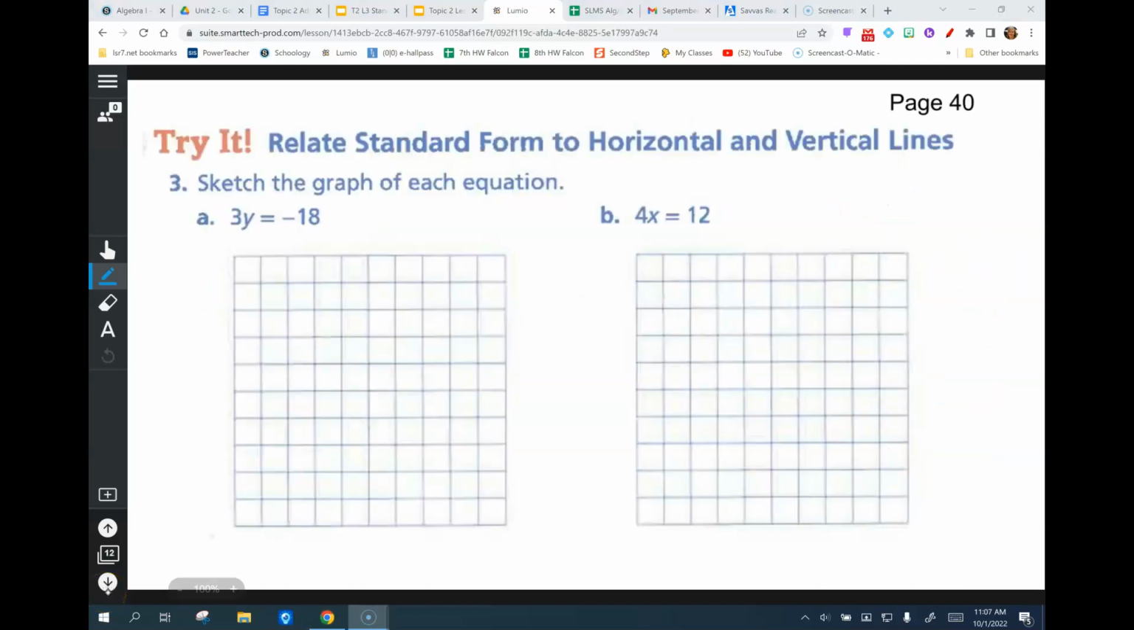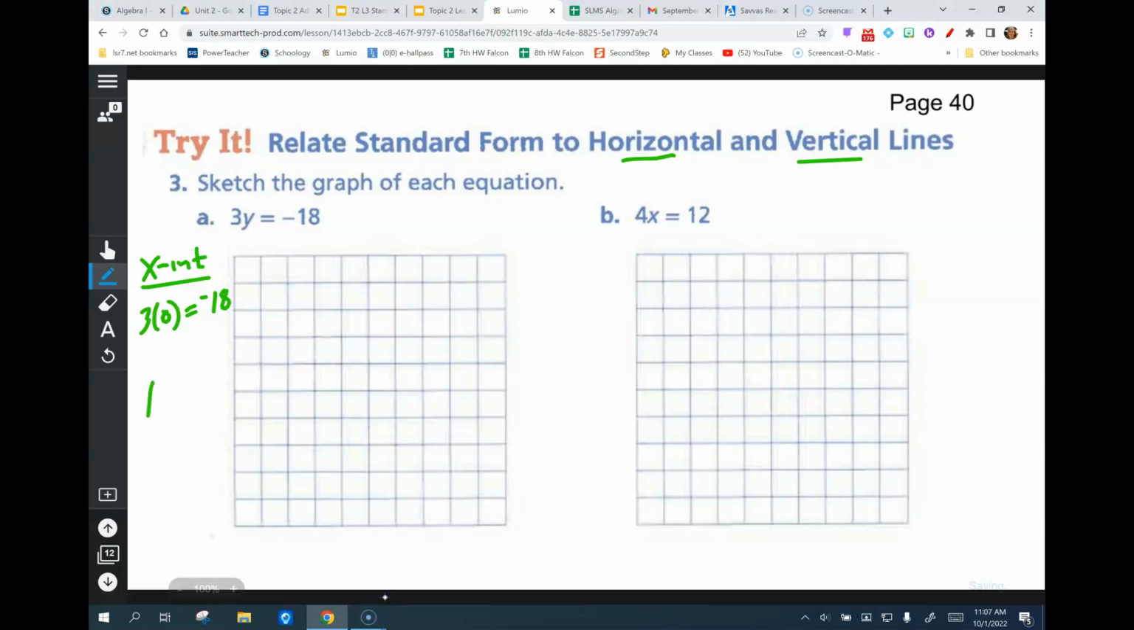Okay, so now we're going to talk about horizontal and vertical lines, and we've already referred to this somewhat. So we're going to go through it as if we are doing x and y intercepts. So look at 3y equals negative 18. If I want to find my x-intercept, I'm going to plug 0 in for y. Yes? So I get, well, I don't get anything. There's no x. So that one doesn't even fly.